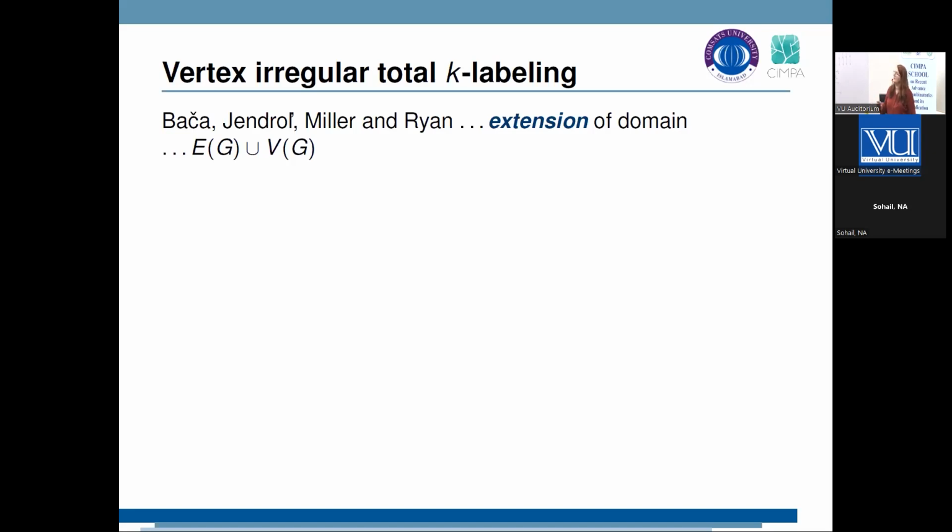Then vertex irregular. What does it mean? Vertex means we check the weight of vertices. Irregular means that they are all different. And k-labeling means that the maximal used label is k. So now you are experts in terminology, and when you read some papers you will be able to follow, because at the beginning you have to understand the terminology and the definitions.